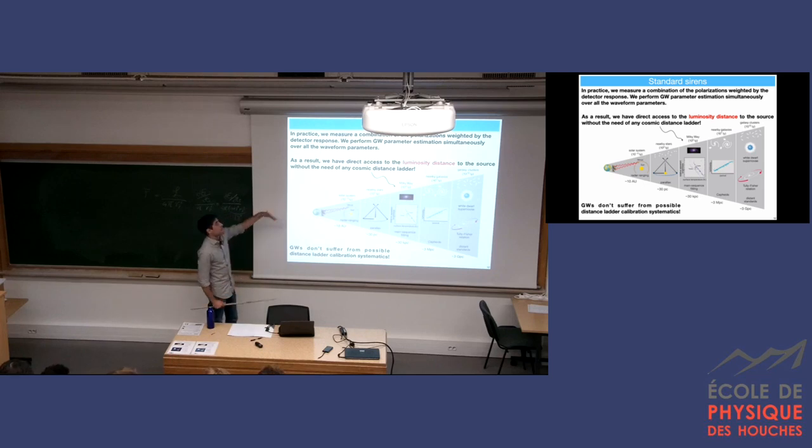But in any case, the concept here is that these sources give us the luminosity distance without the need of any distance scale ladder. This is typically what is done with electromagnetic sources, right?